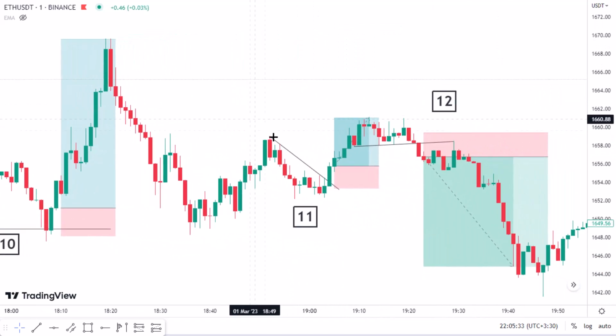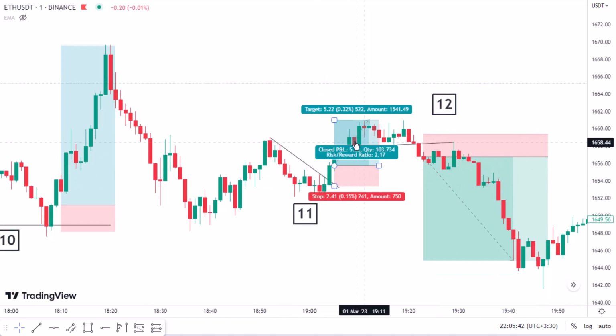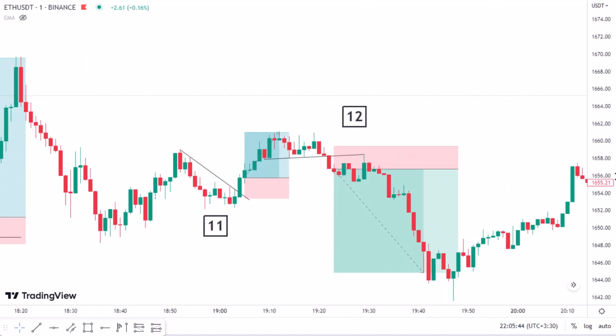On the trade 11, we have a trend line with 4 touches. On the fifth time it breaks it here, we enter the buy position on body close, put our stop loss below the candle, and it gives us a reward of 2.